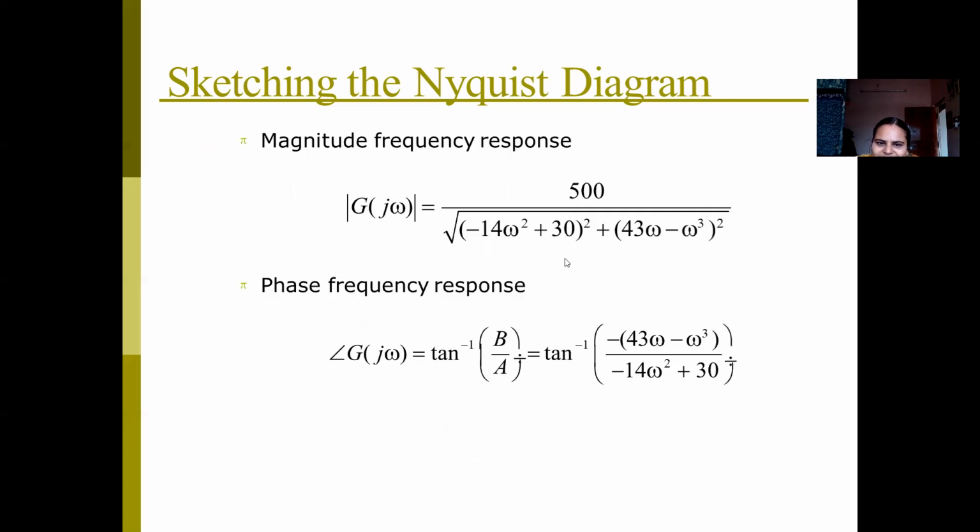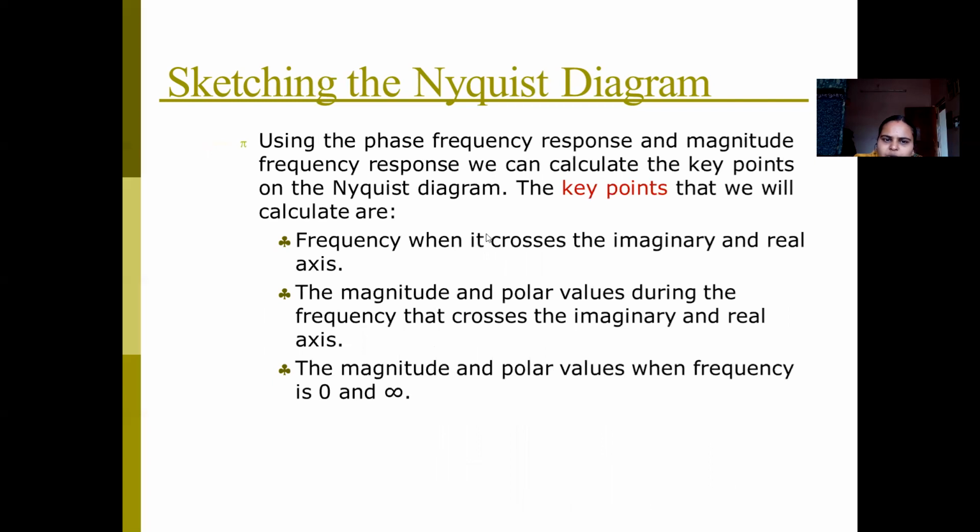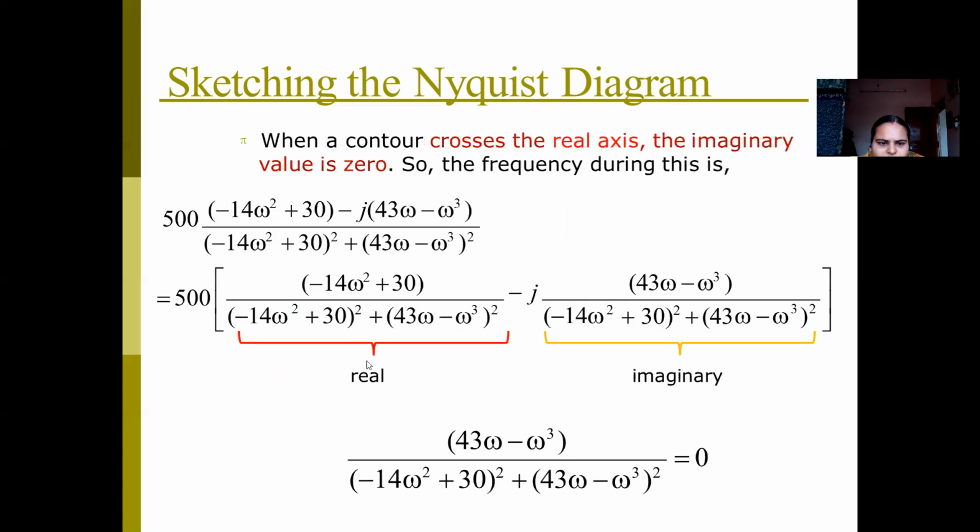Then find out the magnitude of that part, and also the angle. In the previous case, I explained the magnitude and the phase and how to calculate them. After getting this, you have to go with sketching the Nyquist plot. First, you have to tell whether the magnitude is varying from 0 to infinity based on the real and imaginary values. This whole part is the real part, and this whole part is going to be the imaginary part.